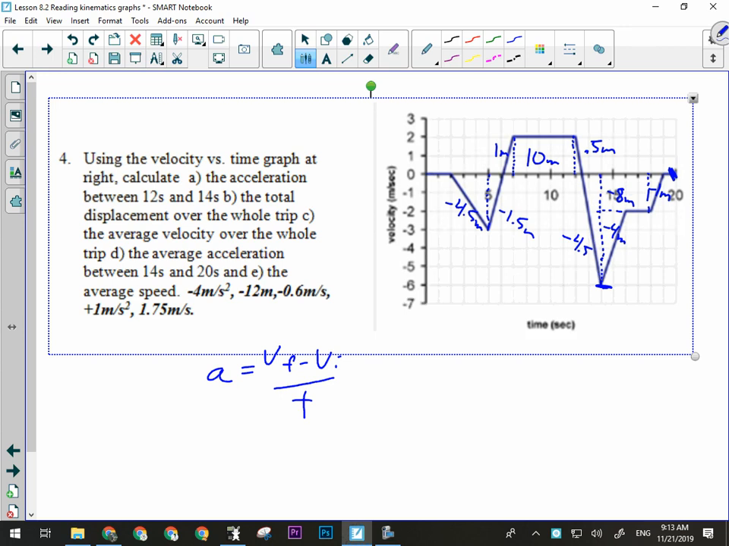What's my final velocity? 0. What's my initial velocity? -6, divided by 6 seconds. It's only between 14 and 20, right? So 6 seconds. So 6 divided by 6 is 1. 1 what? Meters per second squared.